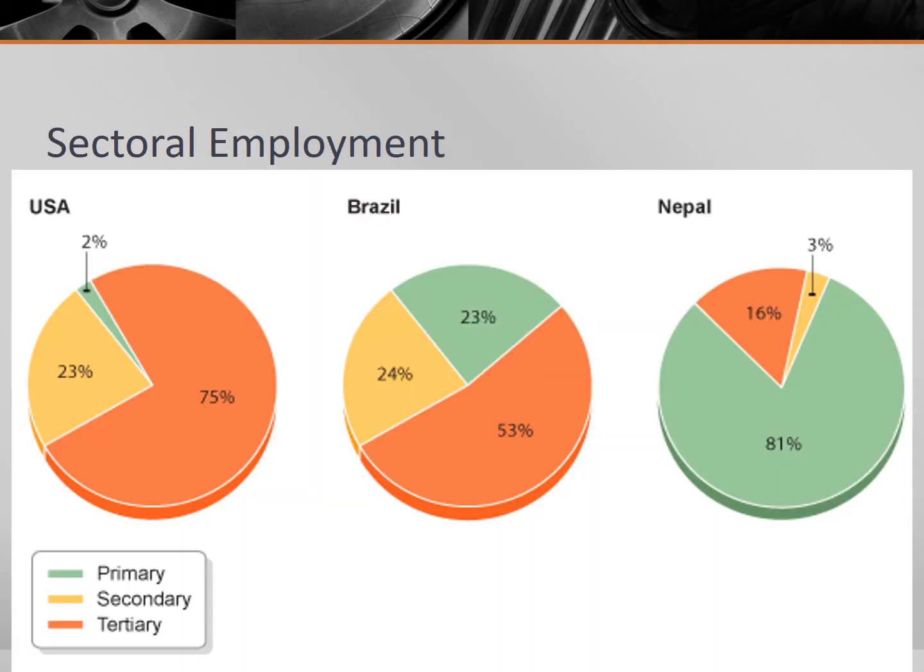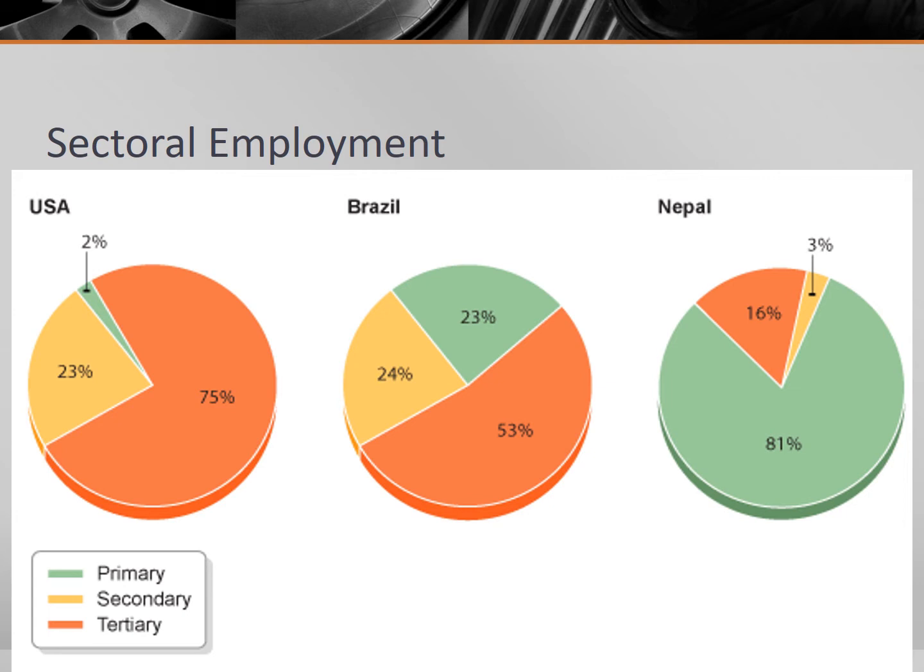For example, we can start by looking at sectoral employment, or by that we mean the percentage of a country's workforce that is engaged in each sector of the economy. So we can start by looking at the US, which is an example of a core country, Brazil, one of our BRIC countries, a good example of the semi-periphery, and Nepal, which is part of the periphery.